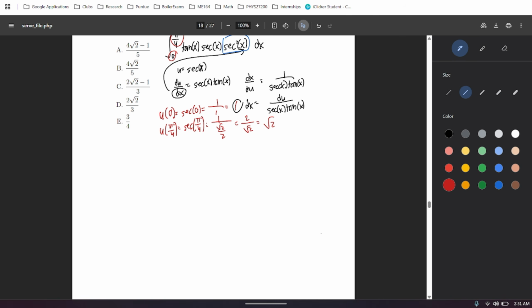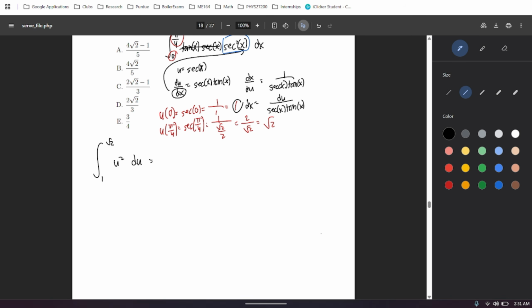With that, we can now begin solving this integral. We have found both bounds. That'd be from 1 all the way up until root 2 of u squared du. As you'll notice, I have skipped the canceling part, but just trust me that once you plug back in dx, secant x tan x cancels, and you're left with u squared du, where u is equal to secant of x.